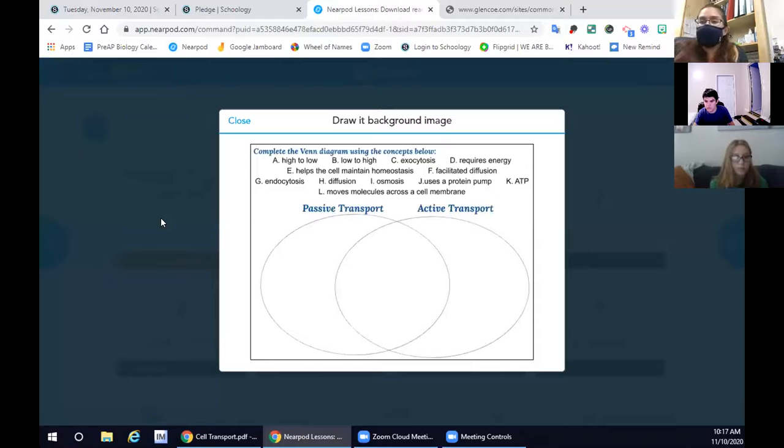All right, so go ahead and fill in my Venn diagram for passive and active transport. You don't need to write everything down. You can just write the letters for me. Just go ahead and write the letters.